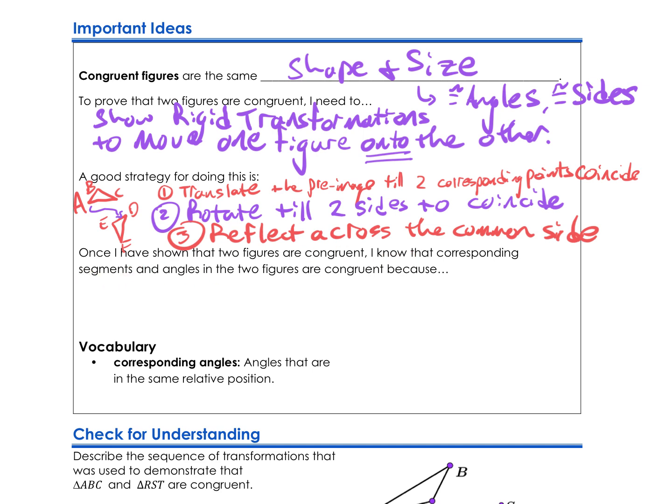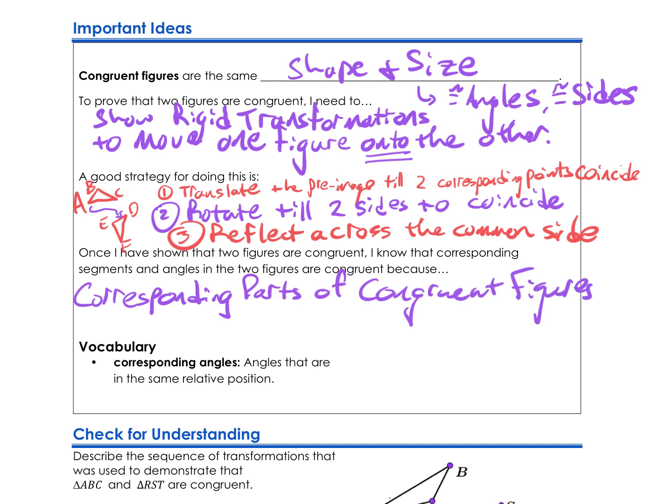Once we've shown that two figures are congruent, we know that the corresponding segments and angles in the figures are congruent, because corresponding means parts in the same spot, and corresponding parts of congruent figures are congruent. In other words, let's write this down: corresponding parts of congruent figures are congruent. If you have two congruent shapes like these triangles, all the corresponding angles are congruent and all the corresponding sides are congruent.